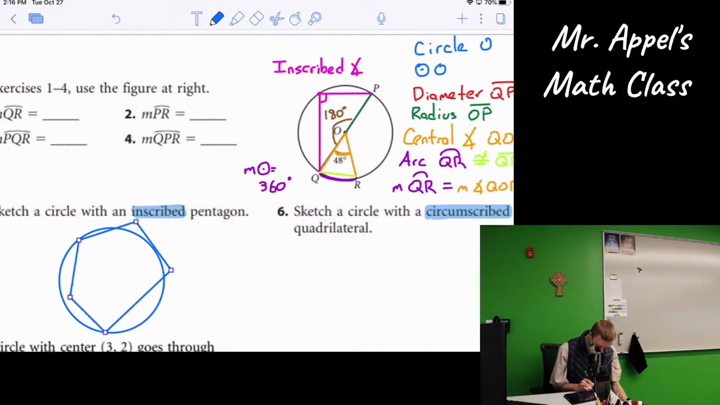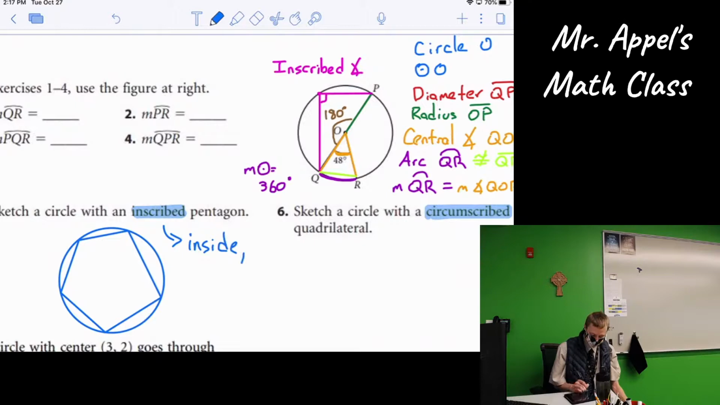It doesn't have to be a perfect pentagon, but in order to be inscribed, it does have to be not just inside the circle anywhere. Every vertex needs to be on the circle. So when you see inscribed, remember, it is inside the circle with the vertices on the circle. Hang on, let me hold it so it snaps, right? Not just any pentagon inside the circle, all right? That guy is not inscribed. This one is.